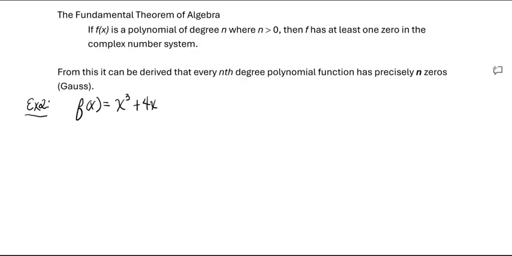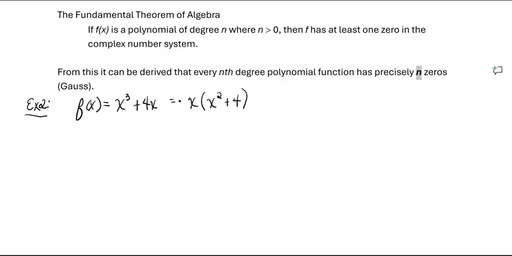Example 2 on page 136 says justify that the third degree polynomial function f of x equals x to the third plus 4x has exactly 3 zeros, and list the zeros. So what we're going to do is show that it has exactly 3, and the way we would do that is we would factor this polynomial. Those two terms have a common factor of x. So I can factor out an x here, and I'm left with x squared plus 4.